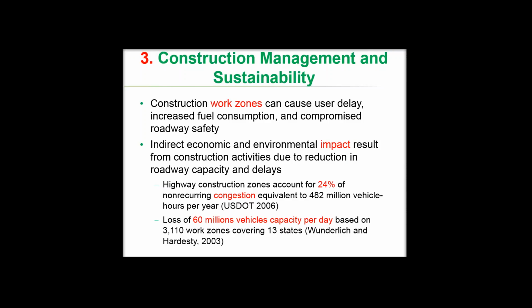We know that construction work zones can cause user delays, increased fuel consumption, and compromise roadway safety. And there are, of course, indirect economic and environmental impacts resulting from construction activities due to reduction in roadway capacity and delays. Some nationwide statistical figures related to highway construction zones: one of them is coming from US DOT almost 10 years ago. Highway construction zones accounted for 24% of non-recurring congestion, equivalent to 482 million vehicle hours per year. And a more recent study, coming from 13 different states and more than 3,000 work zones, indicated a loss of 60 million vehicles capacity per day.